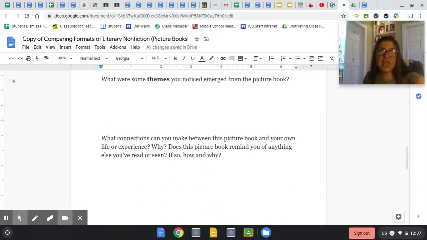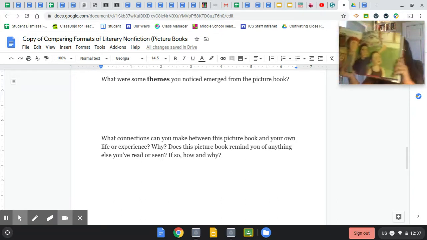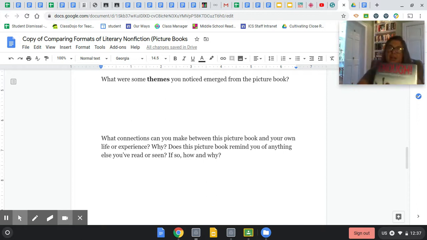emerge the most. And the last question, what connections can you make between this picture book and your own life experience? Why? Does this picture book remind you of anything else you've read or seen? If so, how and why? So the connection that I make, definitely, I'm a teacher, so I can connect with these students and school violence. I might jot a few sentences about that down. That's one connection that I have.